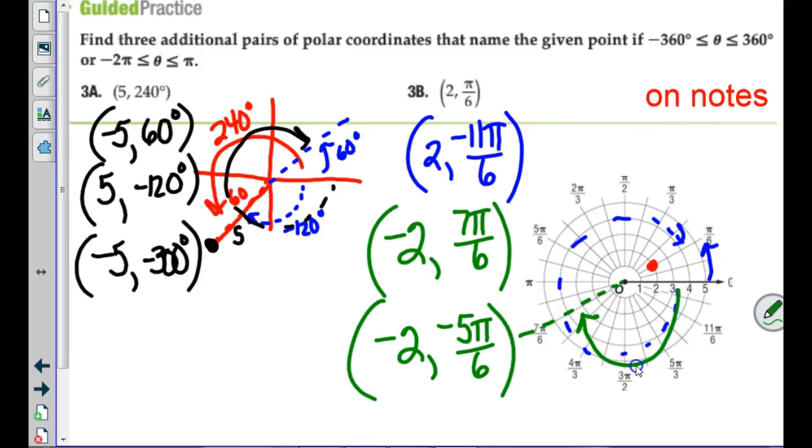Just look at your symmetry, guys. If you rotate this way, it's positive 5 pi over 6. The same amount this way is negative. All right, so multiple names.